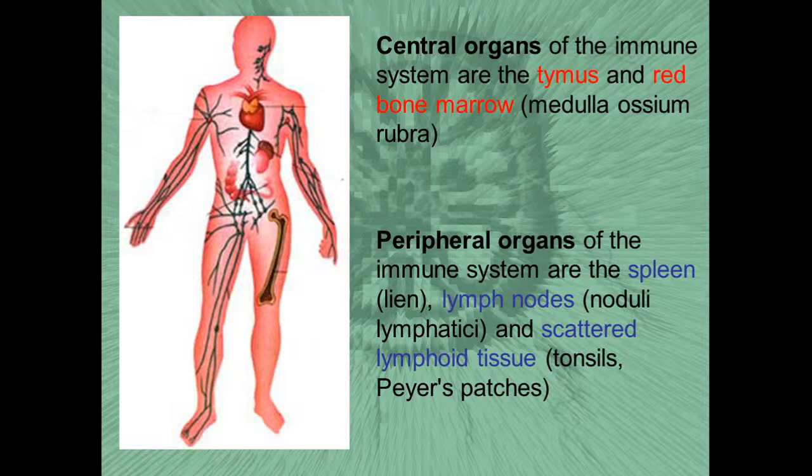These peripheral include spleen, the lymphatic nodes, we were talking about it earlier. Then also scattered lymphoid tissue represented by the tonsils, by the Peyer's patches, by the vermiform appendix, and so on. Just thymus and red bone marrow are the places where the development and differentiation of the lymphocytes occur.